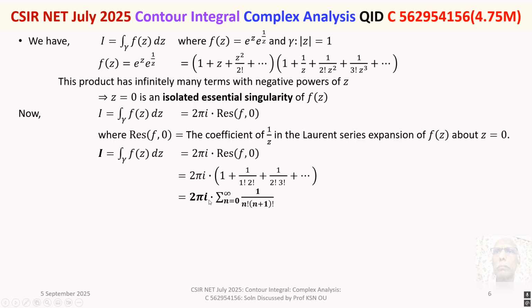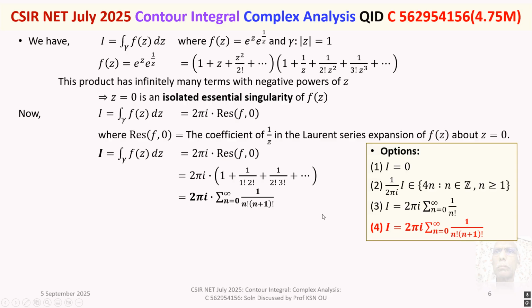This is equal to 2 pi i, in the sigma notation, sigma n equal to 0 to infinity 1 by n factorial into n plus 1 factorial. It's precisely this one. You can check it. Right. Let's look at our options. This is our answer: 2 pi i into sigma n equal to 0 to infinity 1 by n factorial into n plus 1 factorial. That is precisely I, and that appears against option 4. So the answer to this question is option 4.